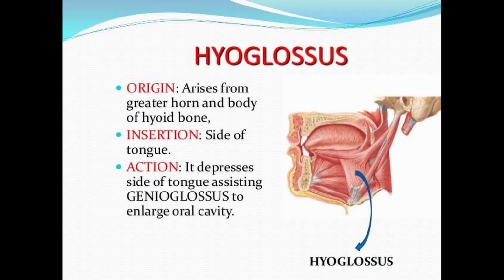Now the second one, hyoglossus. It takes origin from the greater horn and the body of the hyoid bone. So simply it originates from the hyoid bone and it is inserted into the side of the tongue. As you can see on the diagram, this is the hyoglossus, and the action of it is to depress the side of the tongue, assisting genioglossus to enlarge the oral cavity. So this is the hyoglossus that takes origin from the hyoid bone and is inserted into the side of the tongue.